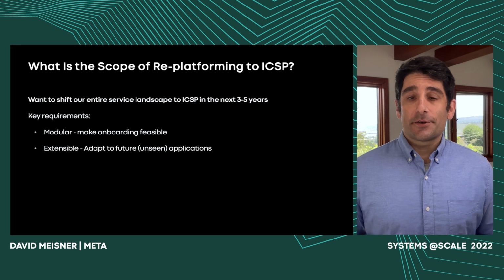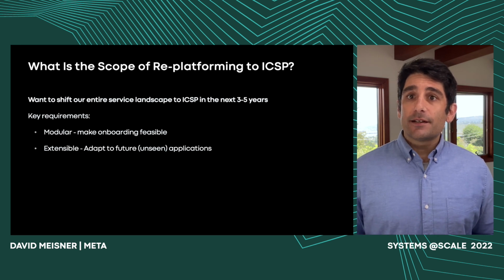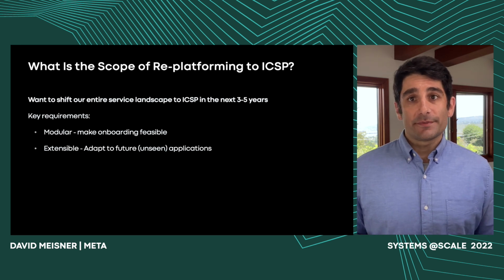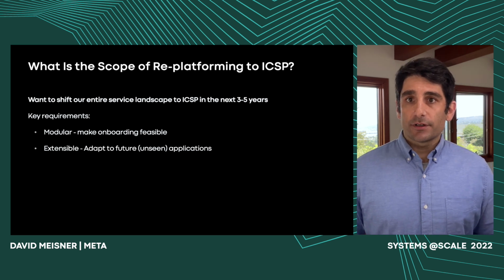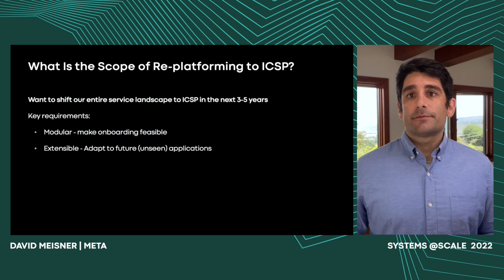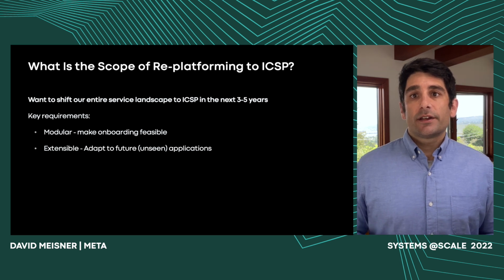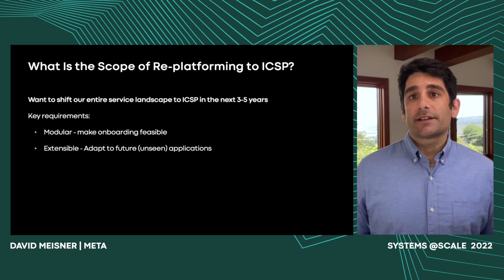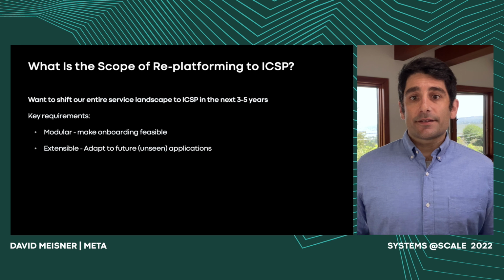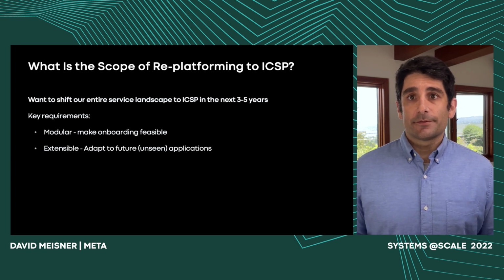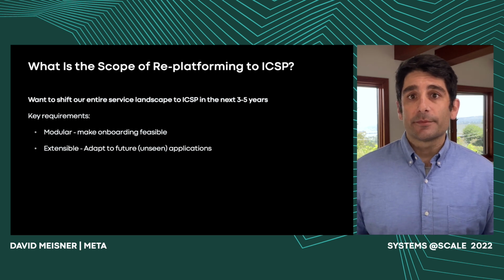However, because this is so ambitious, we need to bake in some key requirements into this platform to make this feasible. The first is that ICSP is modular. This means that we can bring systems onto ICSP in domain steps so that you don't have to move an entire large-scale service all at once. The second is that it's extensible. This means that we can adapt or add new capabilities to the system to support future workloads that perhaps we're yet to learn the requirements of.